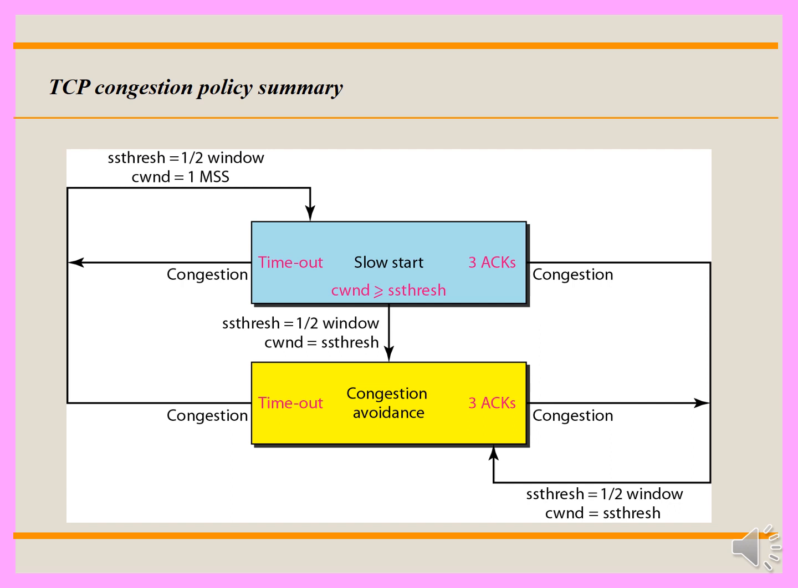So we will go to that particular figure. Before that, just have a look that in the beginning, the SS threshold is equal to 1/2 the window and CWND is 1 MSS, the maximum segment size. Then timeout, slow start. Then if it is greater than that, it will proceed. Once again, the window size is divided by 2. Then again it will enter into the congestion avoidance phase. Then it will continue, like that.